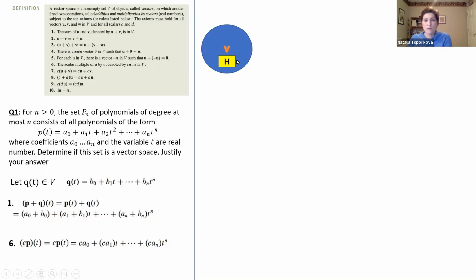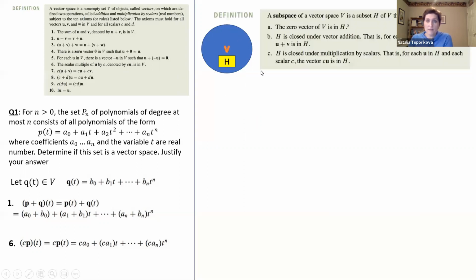But sometimes we don't need the whole vector space. They can actually be humongous. Sometimes we want to restrict ourselves and use only part of our vector space. We call this kind of contained part of the vector space a subspace. Because every element of our subspace, which we call H, is also a member of the vector space, we don't need all 10 axioms here. Three should actually be enough.